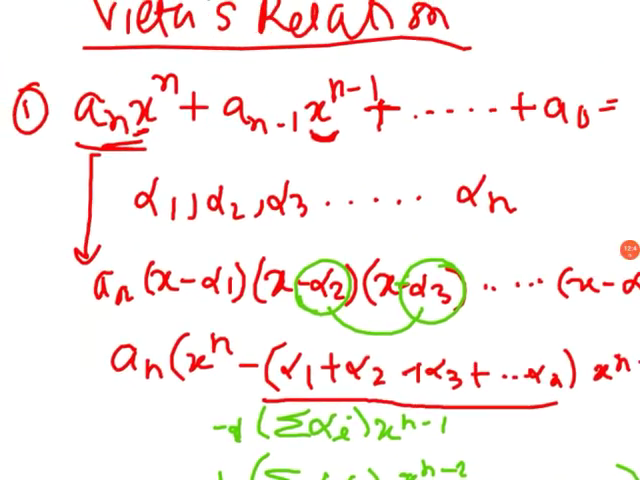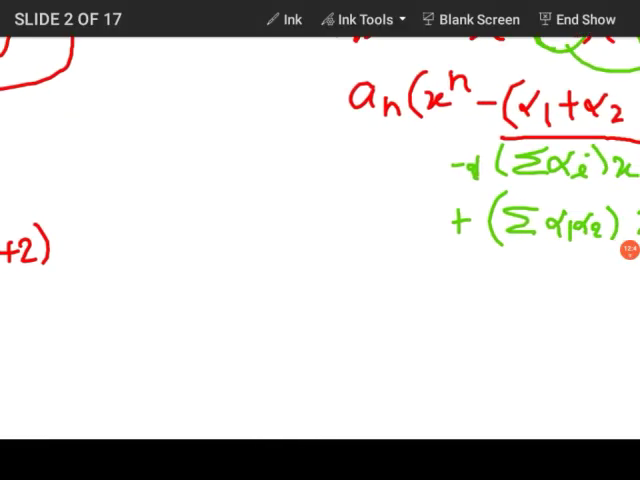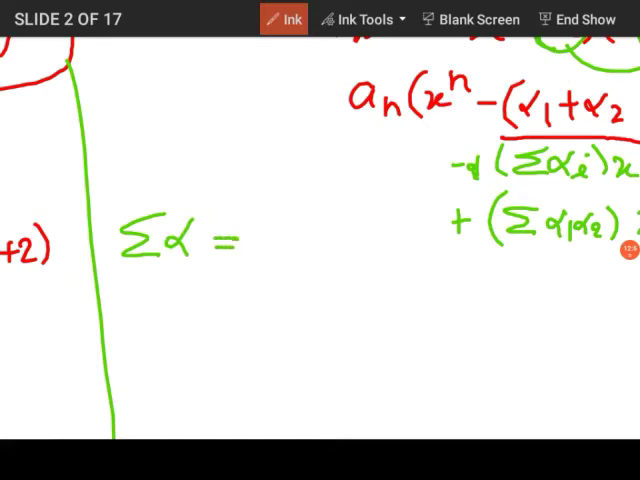Now if you equate the terms, what you are going to get is, listen very carefully, for sigma alpha taken 1 at a time, this will be a n minus 1 upon a n. Correct? This will be sigma n minus 1 upon a n. Now why? See this.